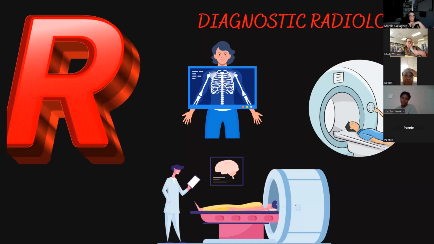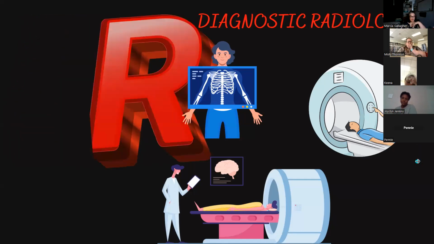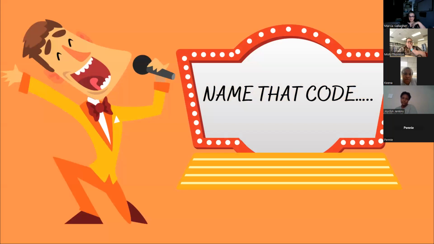And diagnostic radiology is R. So R for radiology. All right, are y'all ready to name that code? You're just going to tell me the code range, whether it be A, B, C, D, E, F. And I promise you, I'm not just asking you to do something we haven't covered. You're going to have seen these things before. So let's look.